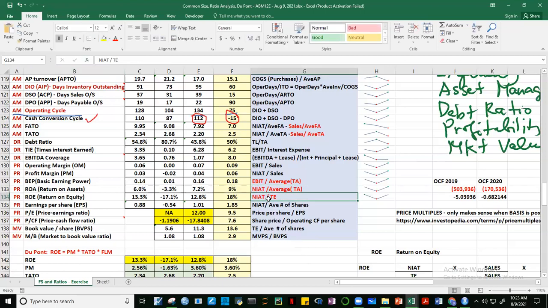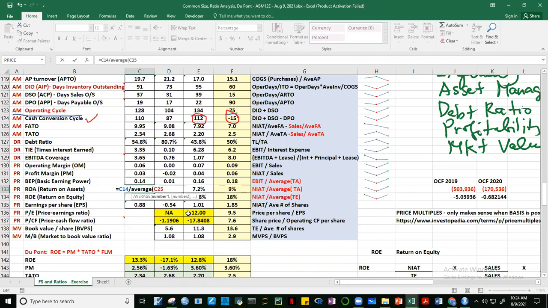Here, net income after tax over total equity. Net income after tax is an income statement account, of course, and total equity is a balance sheet account. So it should also cover the period by getting the average of the beginning and the ending. This should be an average, so let me change it. So here it's now the average of B35 and C35.